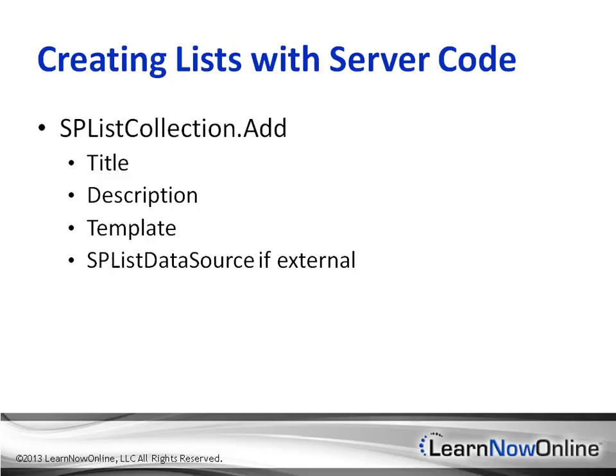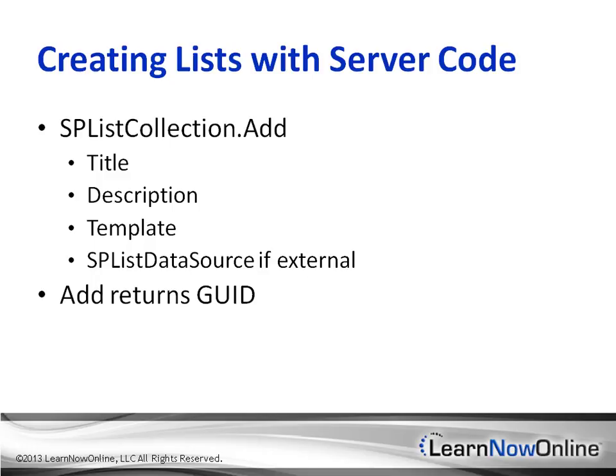And then if you're creating an external list, that has to do with Business Connectivity Services, and we're not going to cover that right now. But if you're creating an external list pointing to an external data source, then you would need to add that.